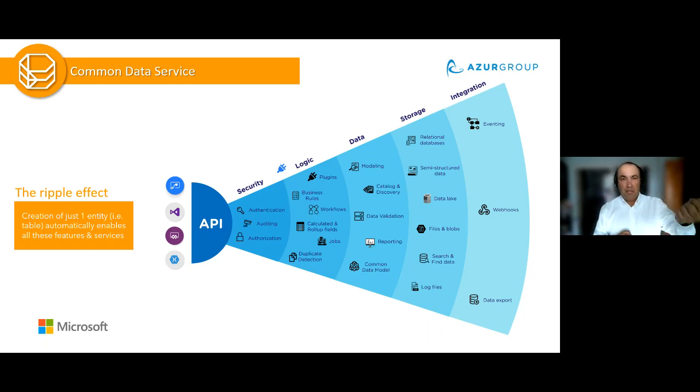You can enable duplication detection, calculated roll-up fields, business rules, data validation, a number of these things that, if you were to start from a raw database, you as a developer would have to go through the effort of setting up, like duplication detection and a number of these things. And these are automatically lit up for you as an application developer.